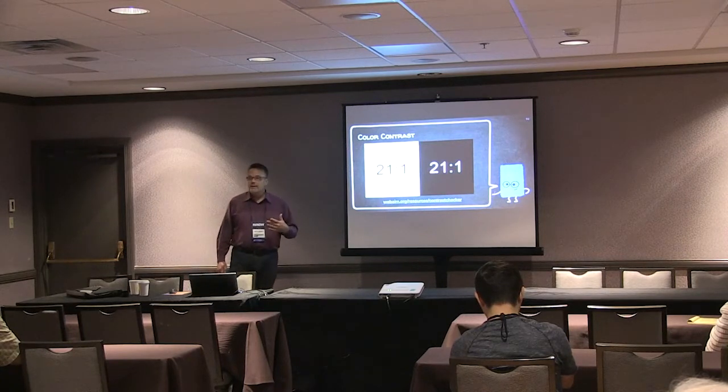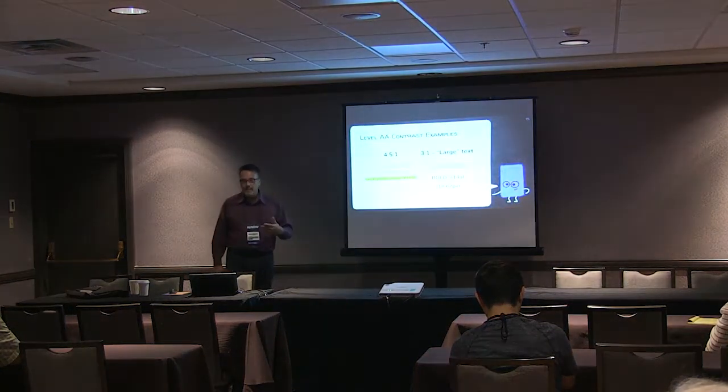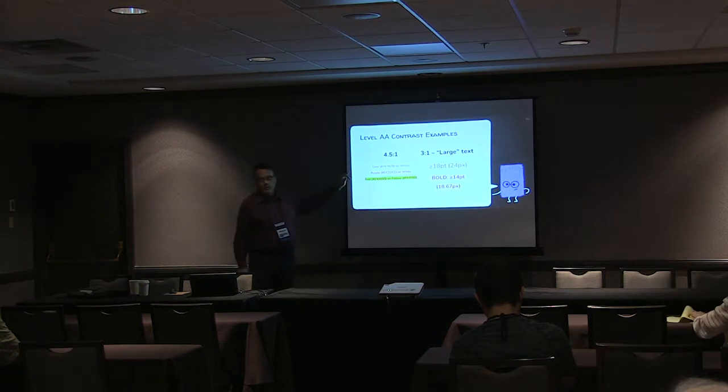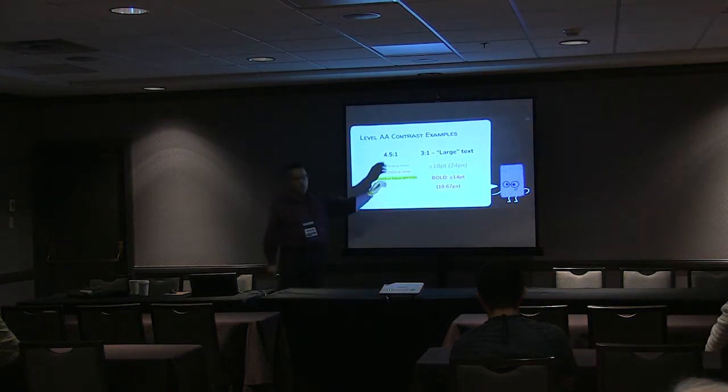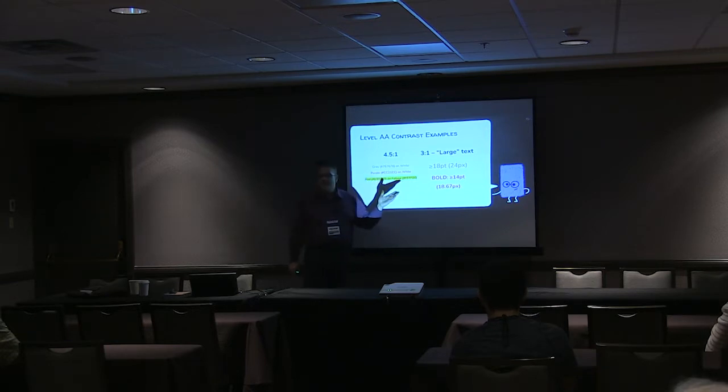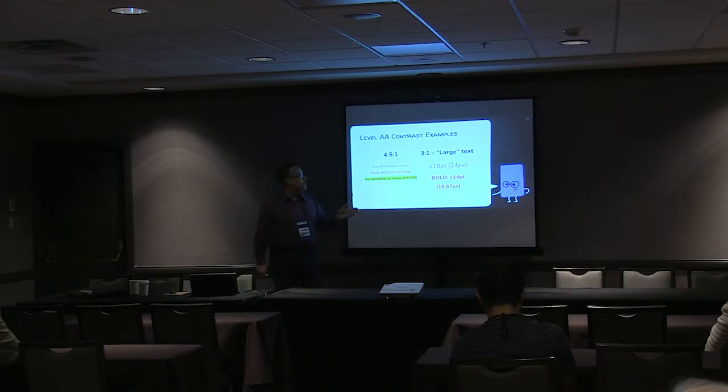What is passing at WCAG level AA is 4.5:1 for normal size text, and 3:1 for what it calls large text. It expresses largeness in points, which I don't think any of us are using in our CSS, but if it is greater than or equal to 18 point, or it is bold and greater than or equal to 14 point, then we can get away with just 3:1 contrast.